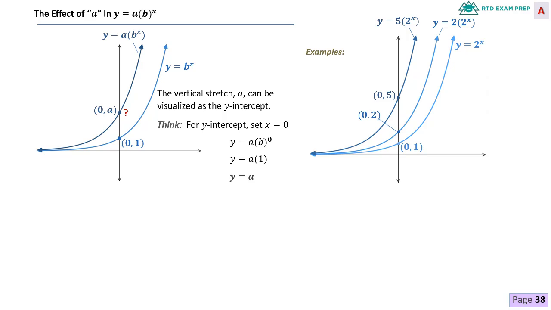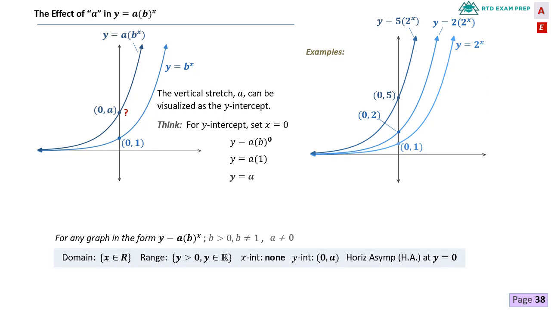Notice in the three examples shown to the right that when the a value is 5, the y-intercept is 5. When the a value is 2, the y-intercept is 2. And in the original example, we have an invisible coefficient of 1 appearing before 2 to the x, and so our y-intercept is 1. This intercept would change if we introduced a horizontal or vertical displacement. However, in the absence of that, it is always true that the y-intercept of an exponential function is the a value.